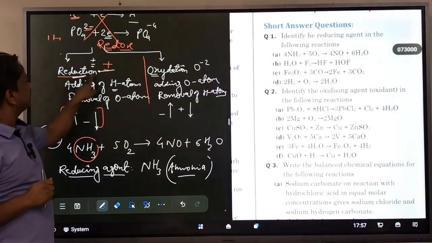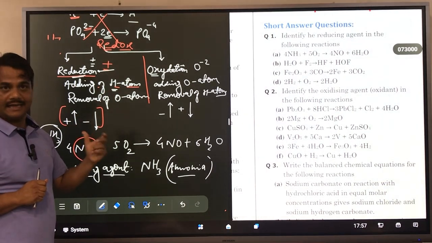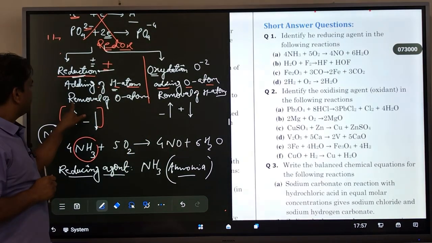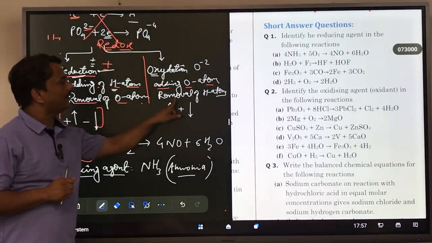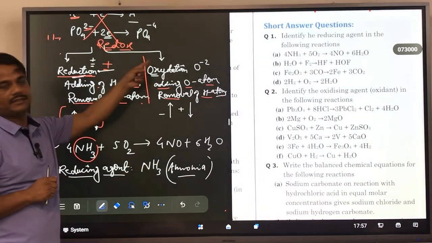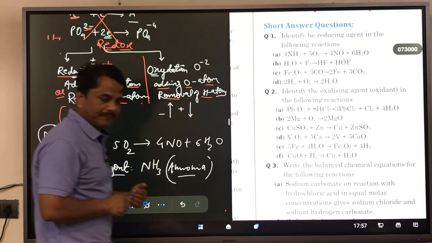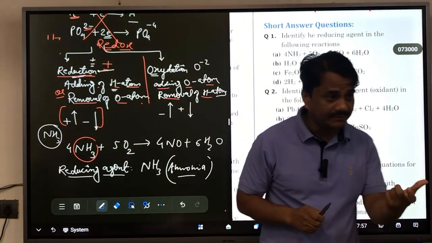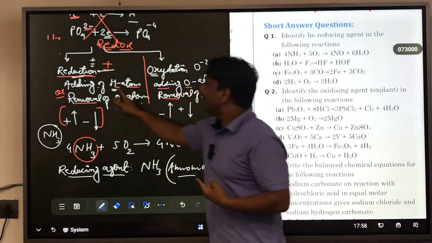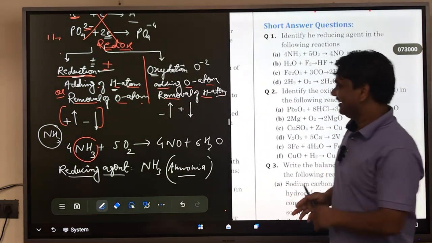Adding of hydrogen atom is called reduction. Adding of oxygen atom is called oxidation. Removal of oxygen atom is called reduction and removal of hydrogen atom is called oxidation. Any one phenomenon must be there: either adding of oxygen atom, or adding of hydrogen atom, or removal of oxygen atom. Got it clearly? Now carry on to the next.